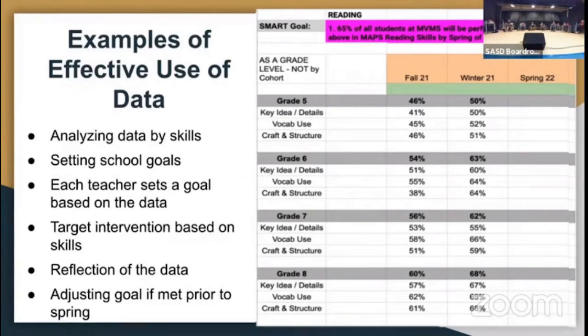Some already met their goals, so they're going to revise that goal and up it from the 65%, because you can see for grade 8, they already exceeded that goal, so they're going to up their goal for grade 8. So they really use the data to target intervention based on the skills and reflect.